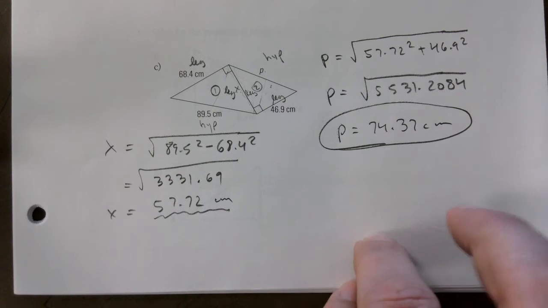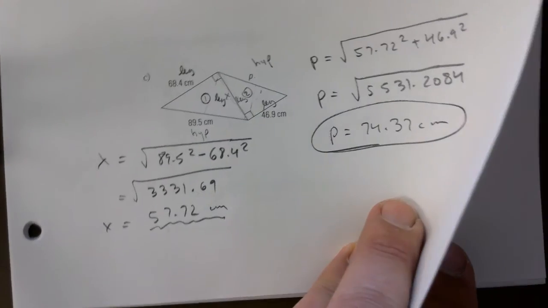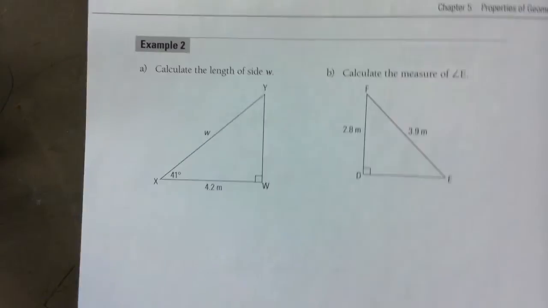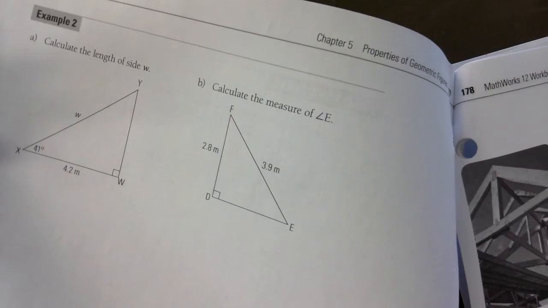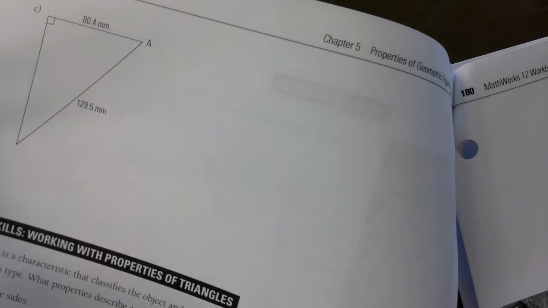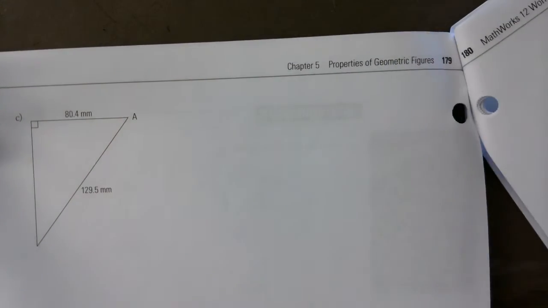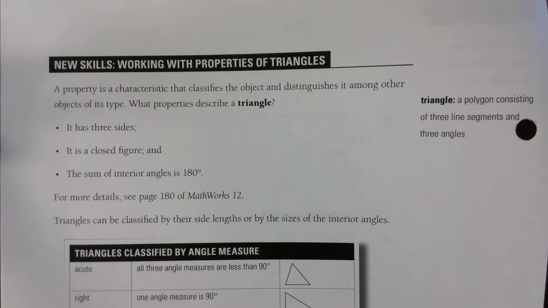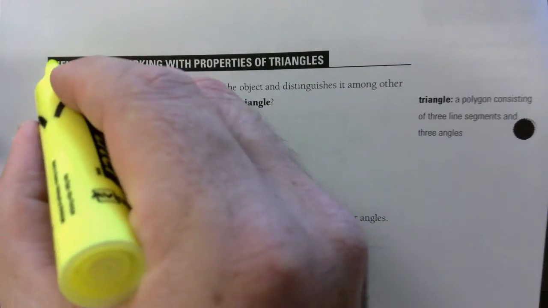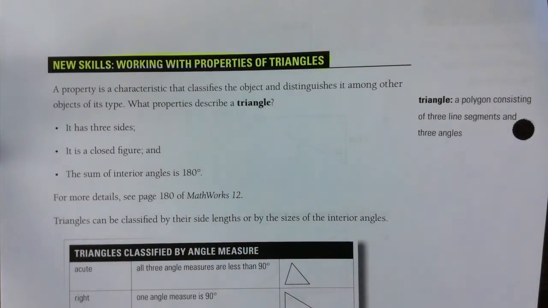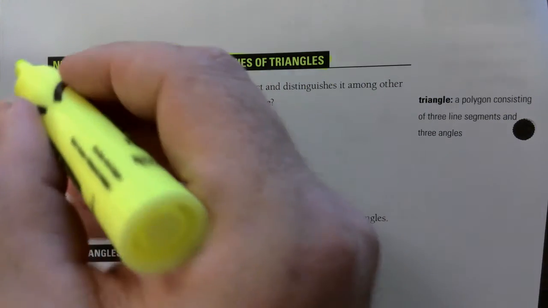Okay, let's keep going. I will skip a bunch of pages here because we just did trig. Everything here is trig, trig, trig. I will get you to come back to it in a bit. I want you to go to page 179, where it says working with properties of triangles, and I want you to highlight that. Okay, it's important.